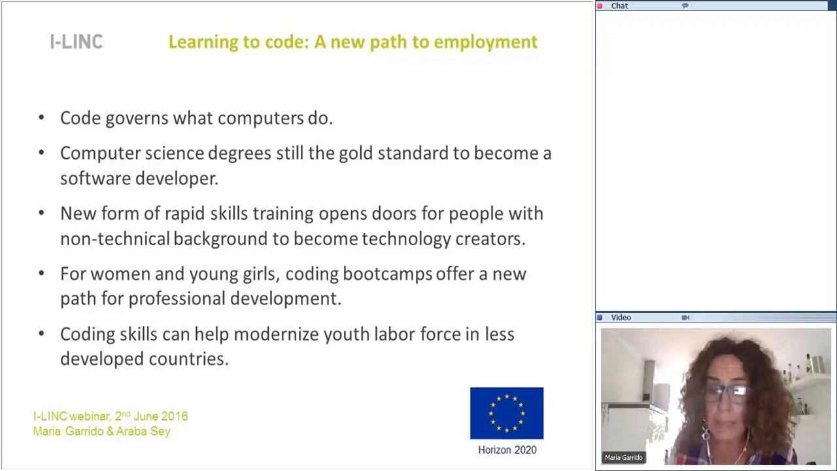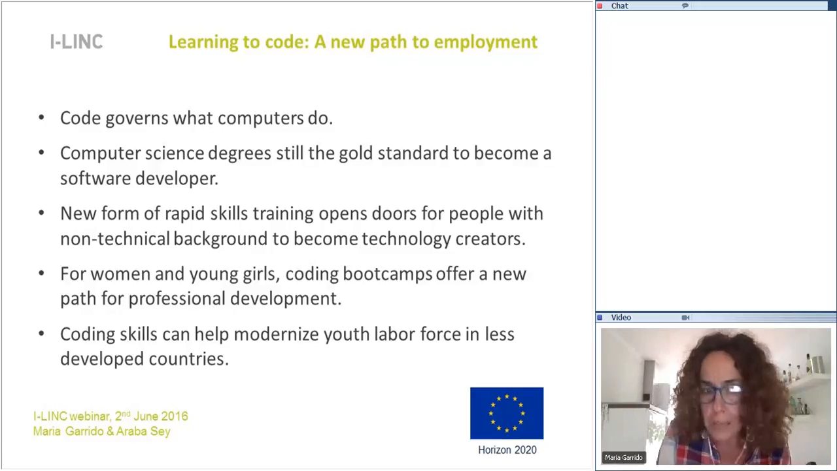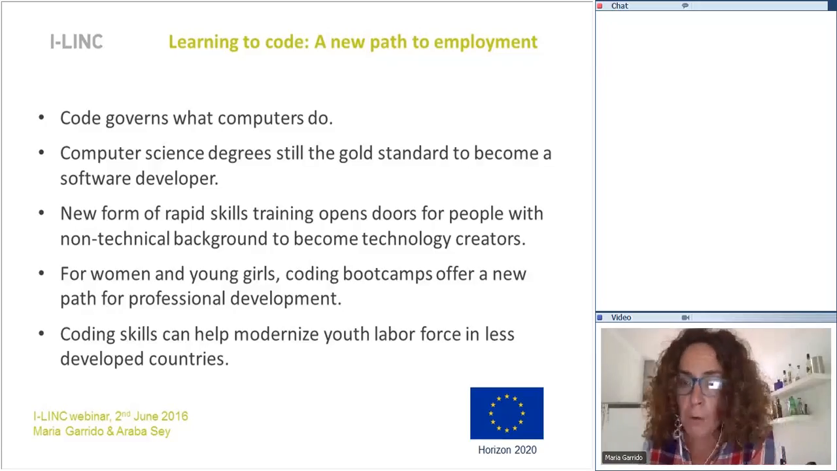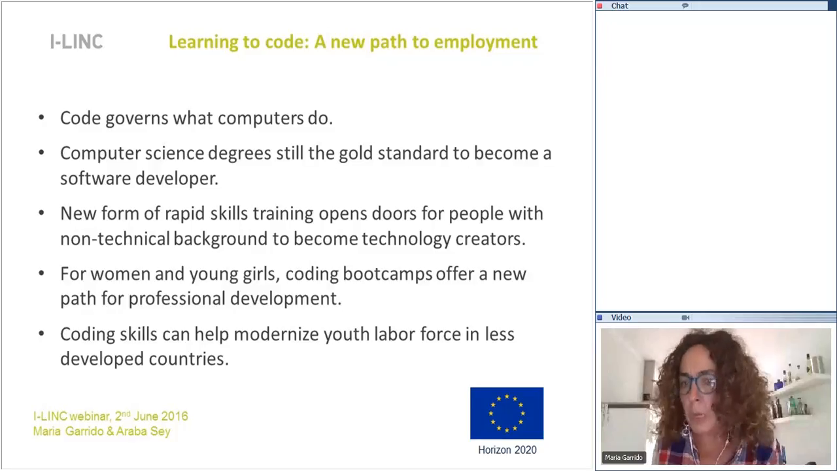As we all know, code governs what computers do, and computer science degrees are still the gold standard to become a software developer. So coding bootcamps are not a replacement of computer science degrees. However, they are a way to rapidly improve the skills of people so they can join the labor market on the IT front. And that's something that is incredibly needed because there's a huge shortage. As you know, if I remember correctly, the number of jobs that the European Union forecasts will go unfilled because people don't have the right skills on the IT front is almost 1 million jobs.